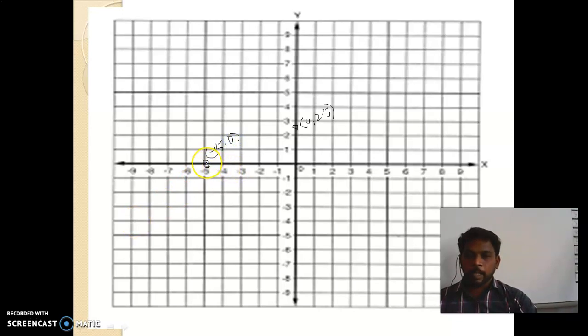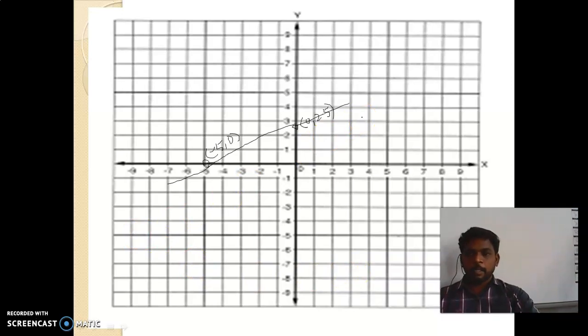Next I am going to connect these 2 points by a line segment. Use a scale and connect it. Here I am drawing with the mouse only, so it will come like this. And extend the line a little bit also. If you use a scale it will become exactly a straight line, because now we are drawing the graph for a linear equation only. The graph of a linear equation is always a straight line, otherwise your solution will be wrong.